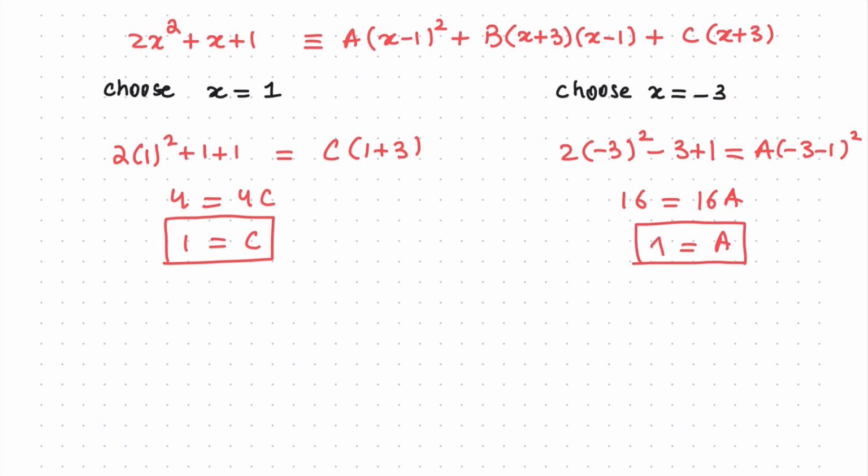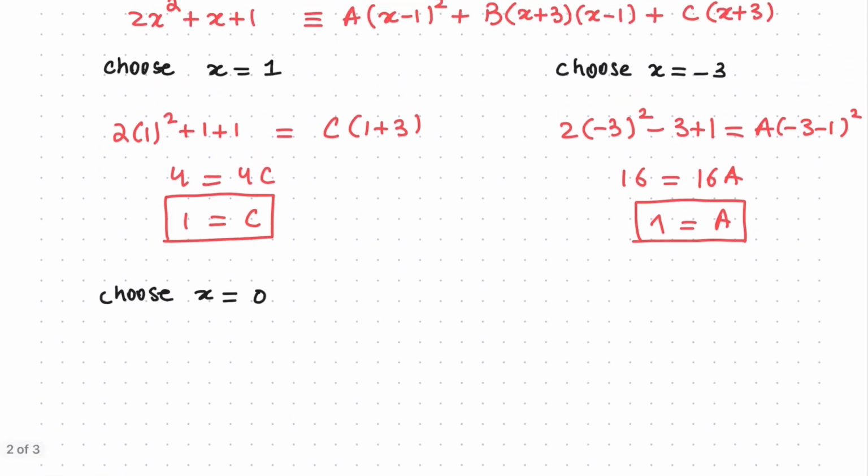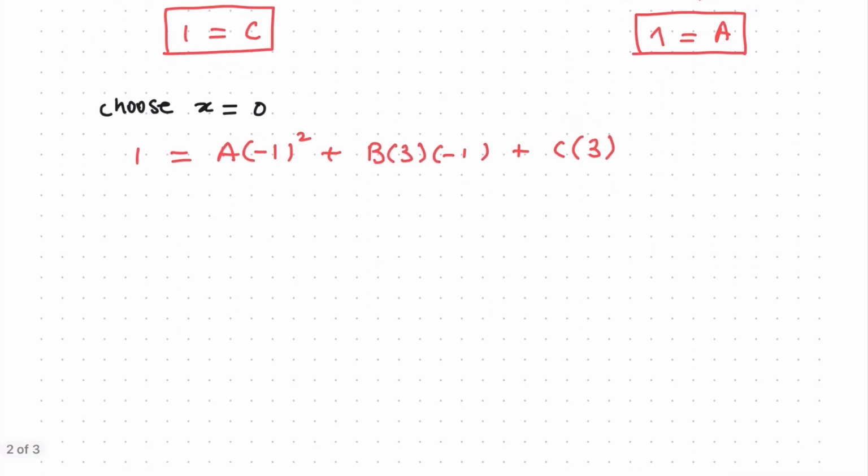So we're out of these smart values now. Now we're free to choose any value, and I'm going to choose 0 because of this 0, a lot of these terms will also cancel out. So here we don't have to write any of these. So this will be 1 is equal to a times negative 1 squared plus b times 3 times negative 1 plus c times 3. And now I can also plug in the values of c and a. So here was the value of c, here was the value of a. I can plug them here.